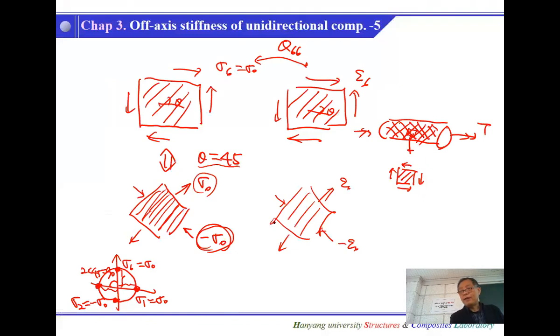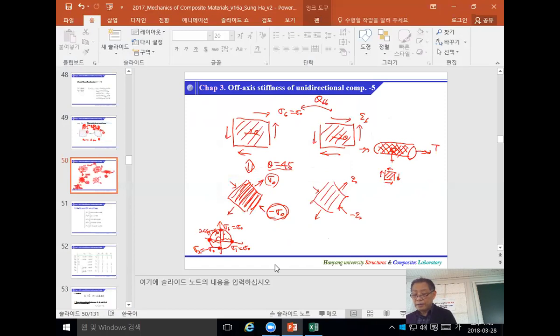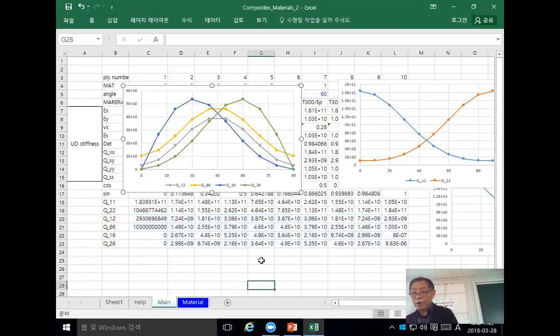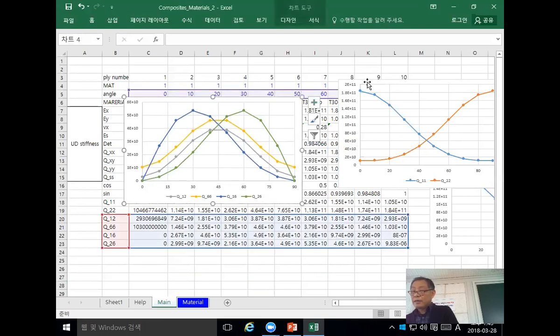Okay, again, the angle of 45. That's the way we support tension load by fiber. Okay, so this is the important observation, and I hope that you get the same result as here.